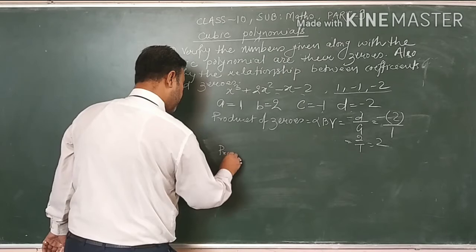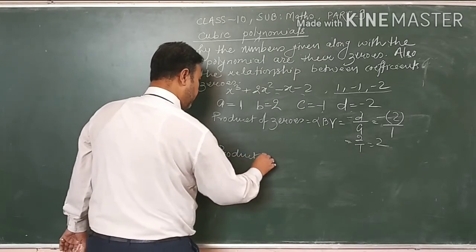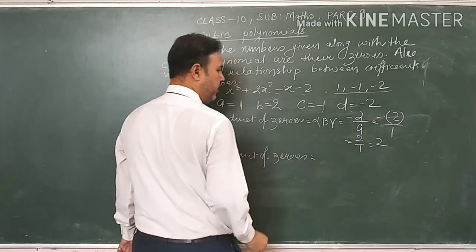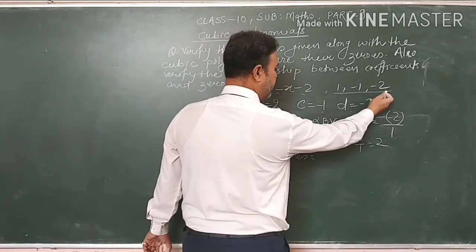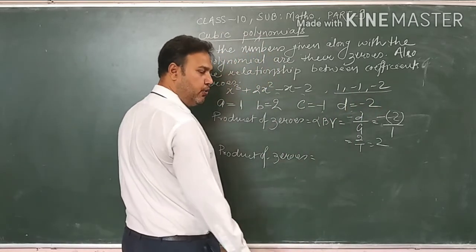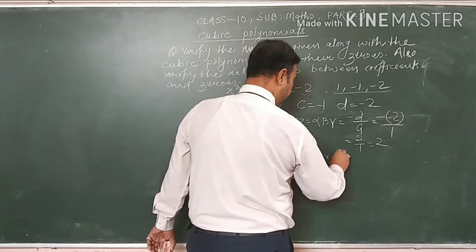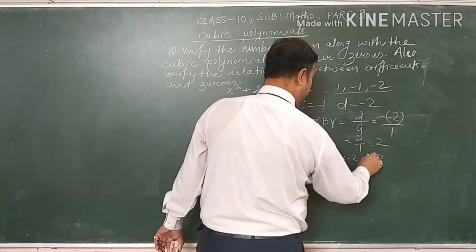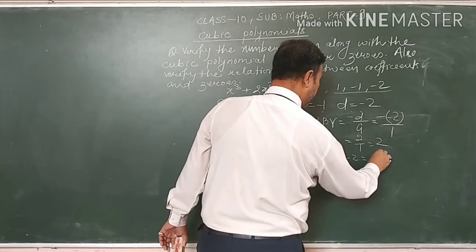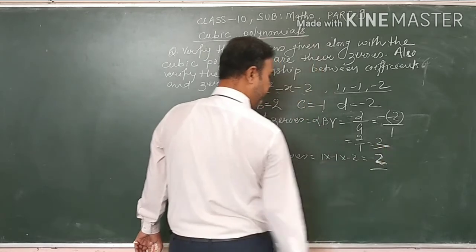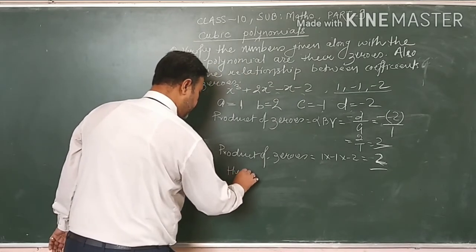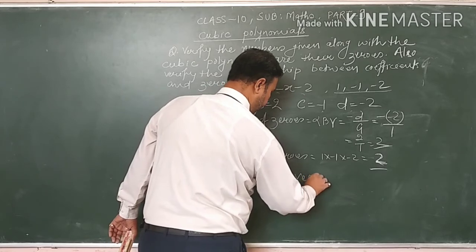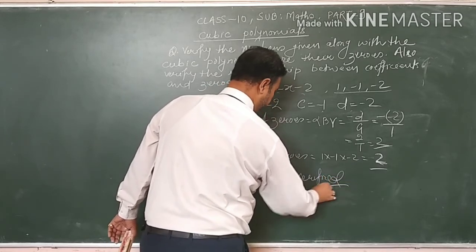Again, product of zeros. What will be? We will use this time the three given zeros. 1 into minus 1 into minus 2. It will be minus, minus plus, it will be plus 2. Both are the same. Hence, we can say it is verified.